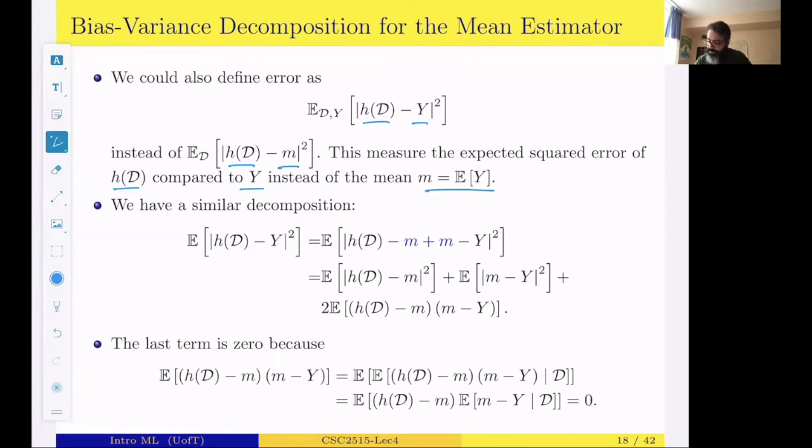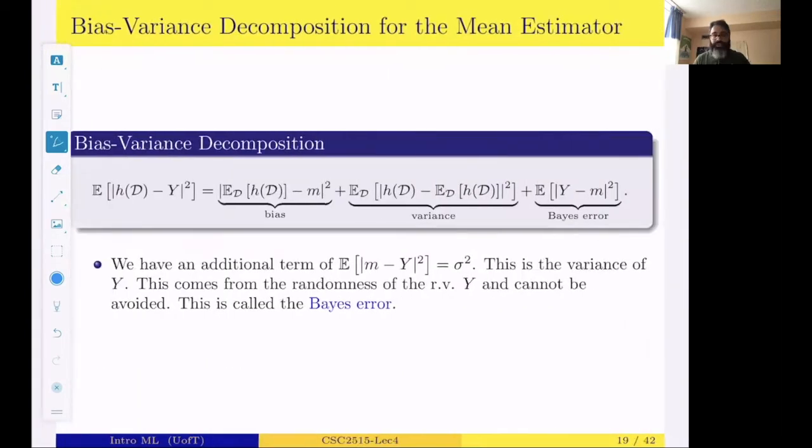So I think I will skip that. But what we get at the end of the day is that the bias-variance decomposition has 3 terms now. This is for different h_t minus y squared. The bias and variance are the same, but we have another new term, which is the expectation of y minus m squared, which is called the Bayes error sometimes.